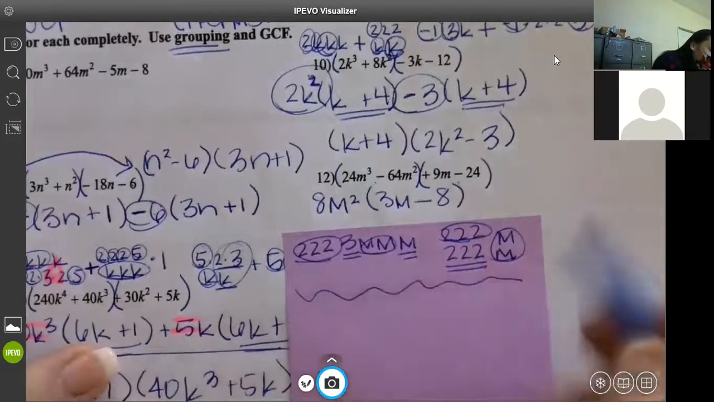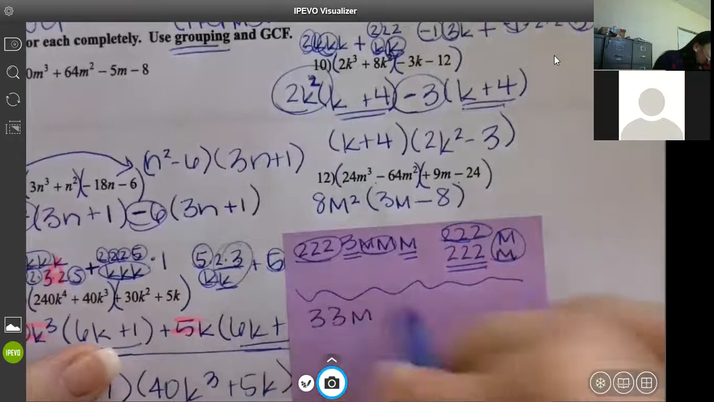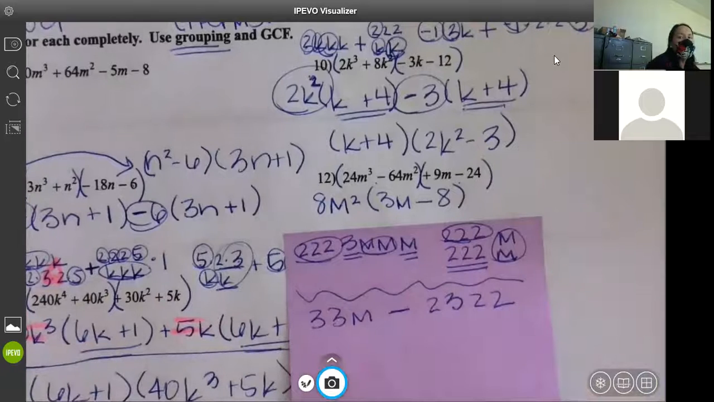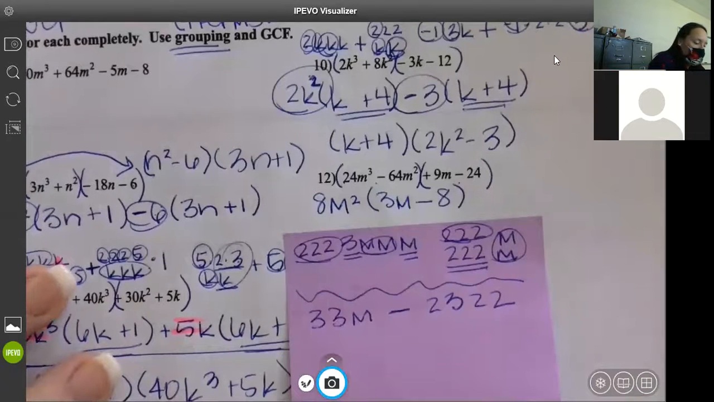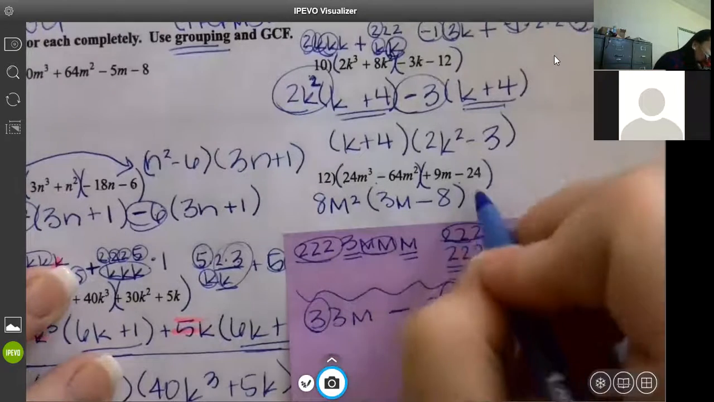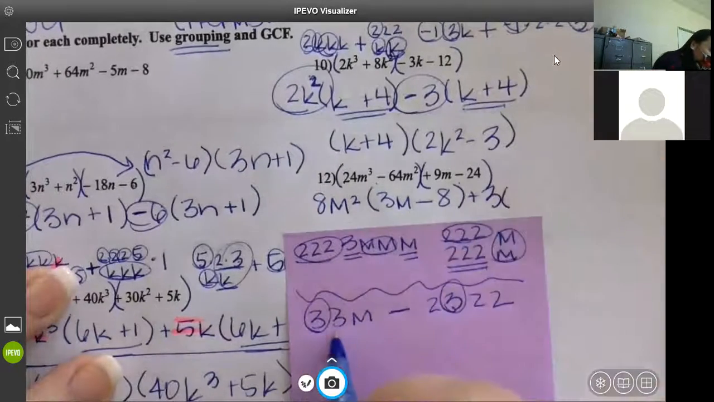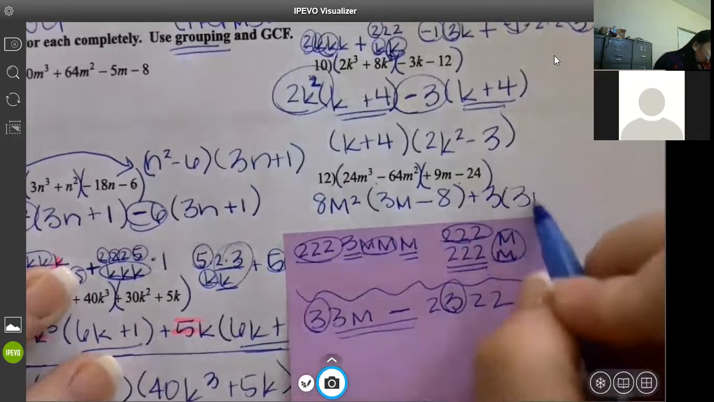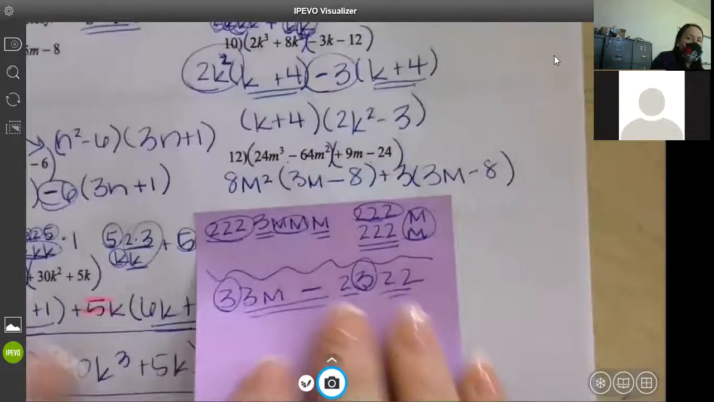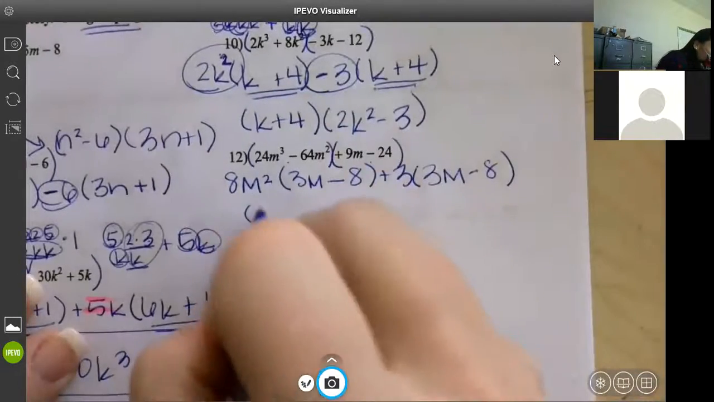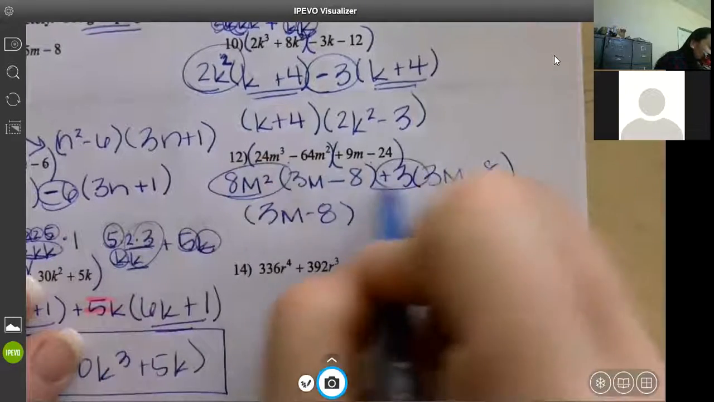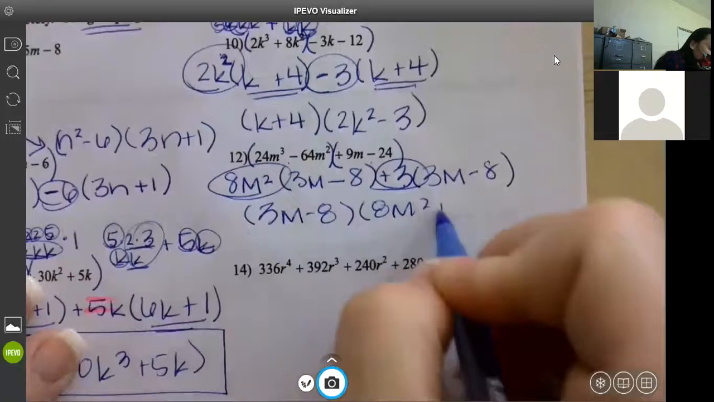If we do the other parenthesis, 9 is 3 and 3 and an m. 24 is 6 and 4. What do they have in common? 3. So I have a 3, it's a positive 3. Read what you left, 3m minus, and 2 times 2 times 2 is 8. So your parentheses are the same, you know you did it right, 3m minus 8. And then what did I have on the outside? 8m squared plus 3.